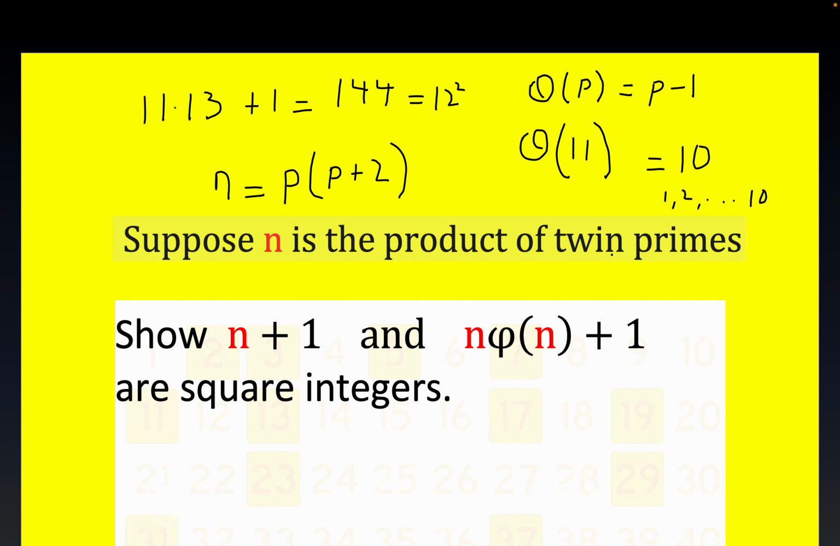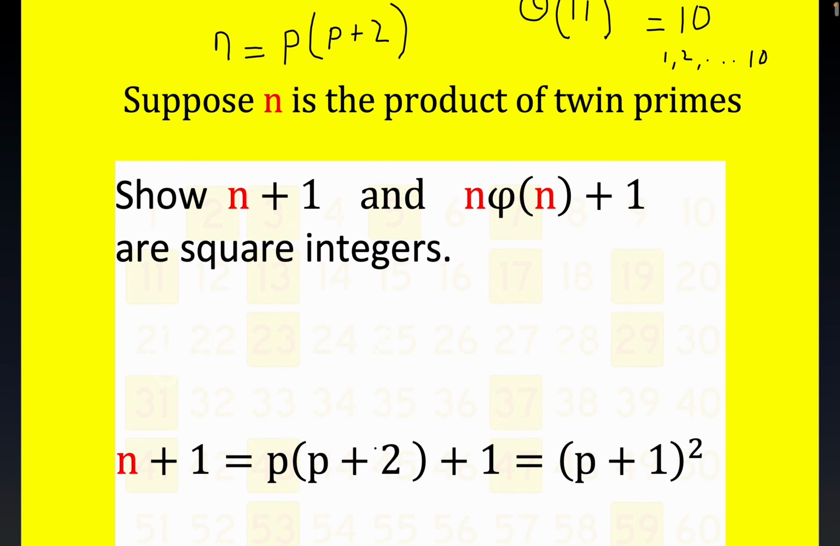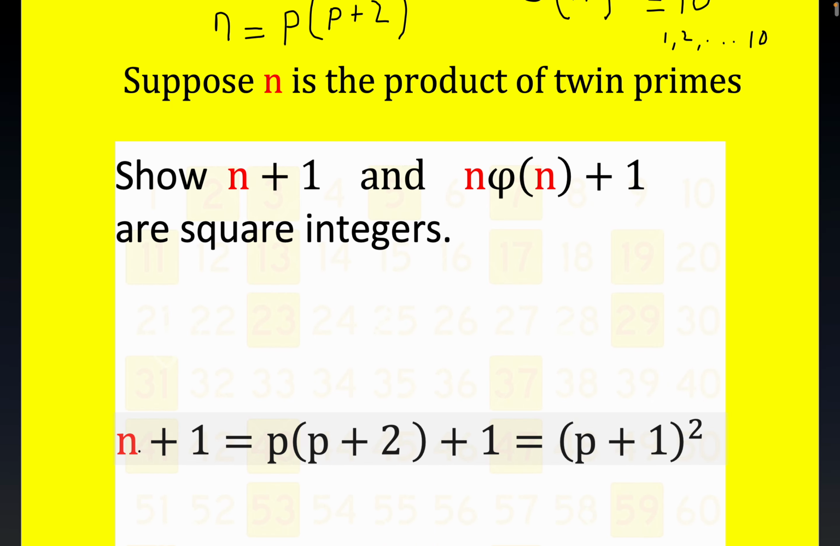Suppose n is the product of twin primes. Show n plus 1, and this would have been the case, n plus 1 right here, and n times phi at n plus 1 are square integers. Now, the very first case is very, very simple. Again, we're choosing the notation we chose a while ago. N plus 1 is equal to p times p plus 2 plus 1. And this is just, of course, p squared plus 2p plus 1. There's nothing special. The primality doesn't come into play right here. This is a truth for any integer. So no big deal about the prime numbers in this first case.